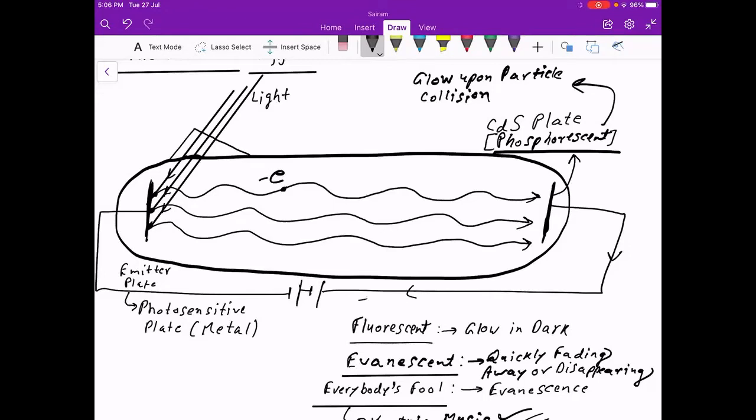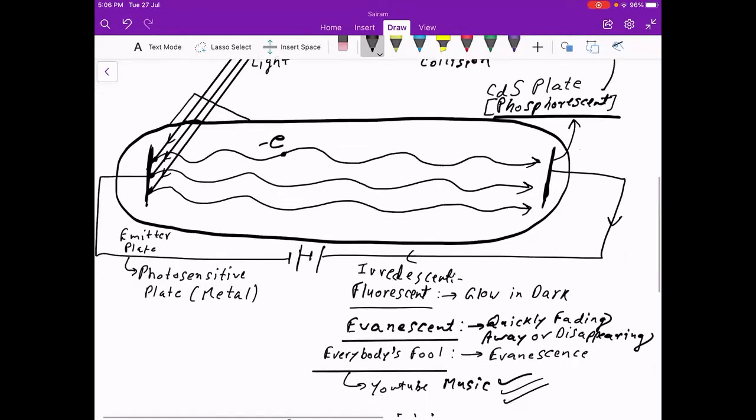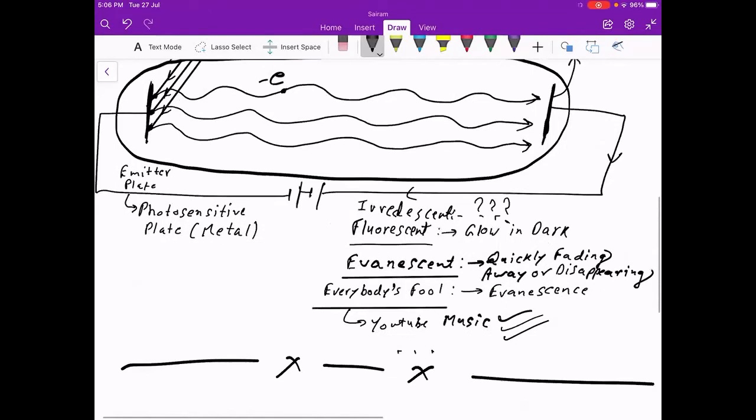I mean, there's another word. I'll not go into details. You can Google it. What is the meaning of iridescent? There are three words that you need to look up: iridescent, fluorescent, and, as I already told you, evanescent.